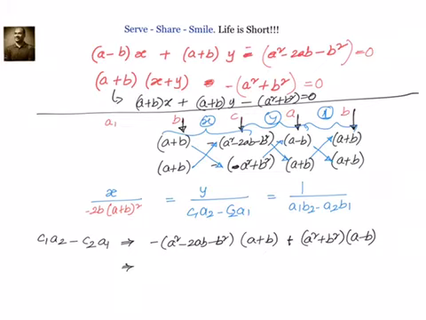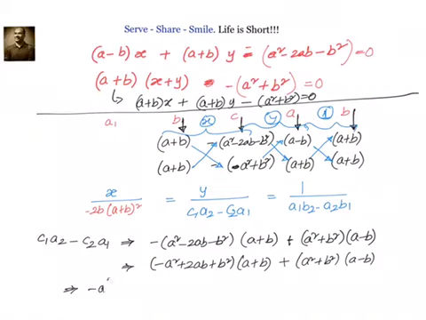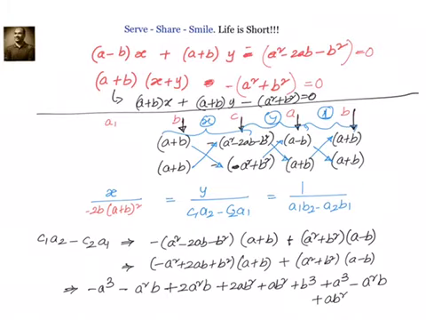So shall I multiply with minus and write it as minus a square plus 2ab plus b square into a plus b, plus a square plus b square into a minus b. Let us simplify that. We will have minus a square into a, minus a cube. Then minus a square into b, minus a square b, plus 2ab into a, 2a square b, plus 2ab into b, 2ab square, plus ab square, plus b into b square, b cube, plus a square into a cube, minus a square b, plus ab square, minus b cube.